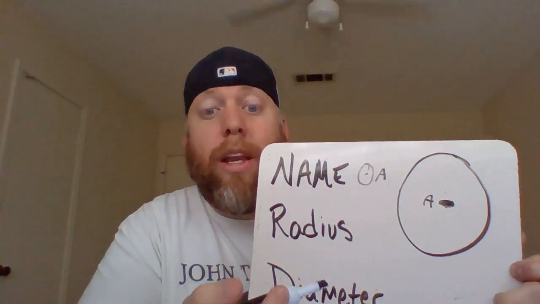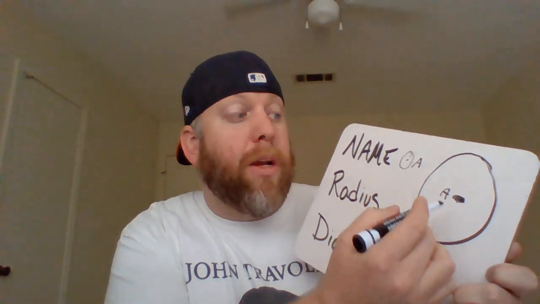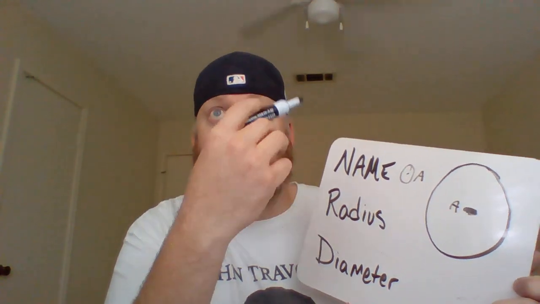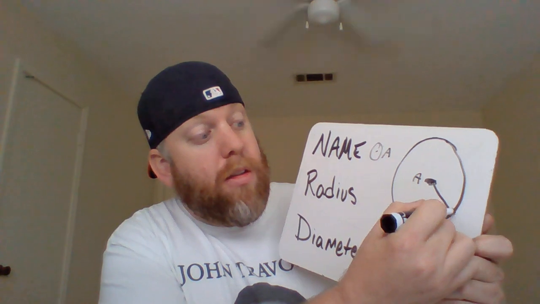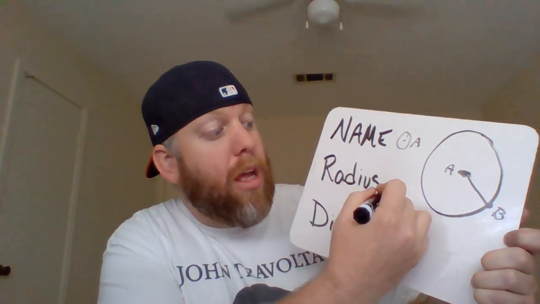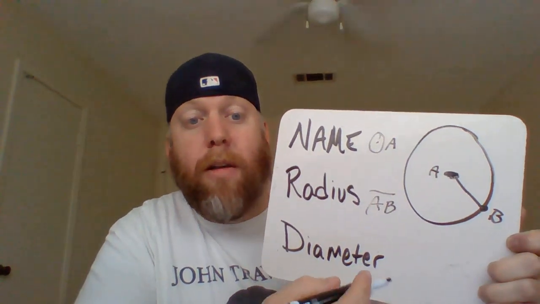All right. A radius is from the midpoint to any outside edge, because it's a circle. The midpoint is equal distance from all the outside edges. So let's call that point B. My radius would be AB, line segment AB. Right?